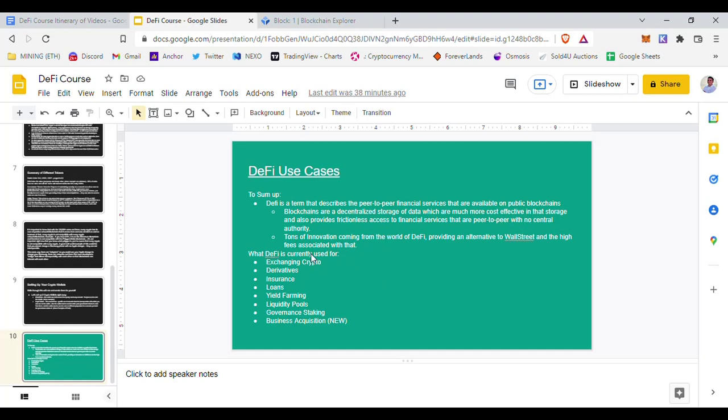The things we are going to cover in this course, and what DeFi is already being used for, are obviously exchanging crypto, going from crypto to crypto. You have derivatives, which are a financial investment or a representation of a commodity or something, and we'll get into that as well. Insurance, you can get insurance through DeFi. Loans, yield farming, liquidity pools, and governance staking. These are 3 ways of earning passive income right out the gate, very simply. And business acquisition, so decentralized business acquisition, acquiring finance.